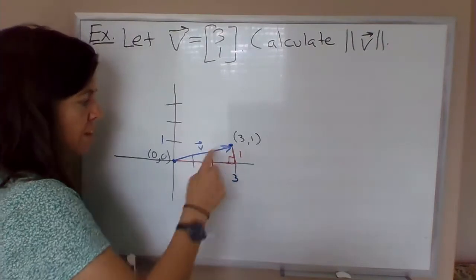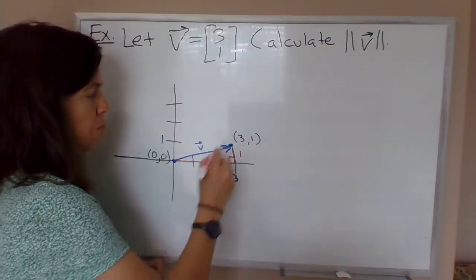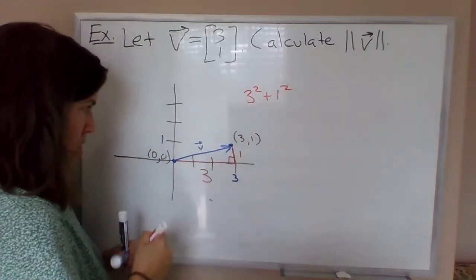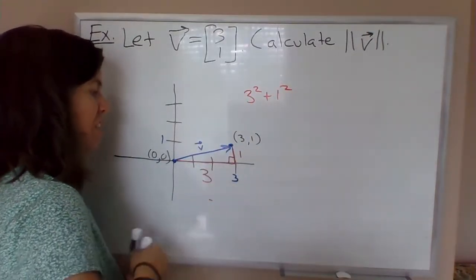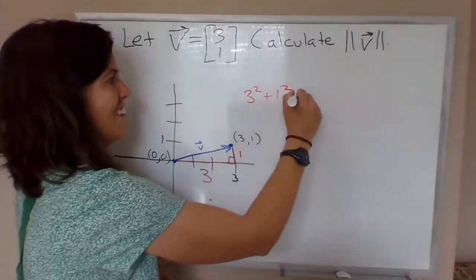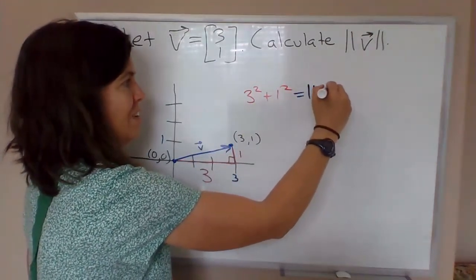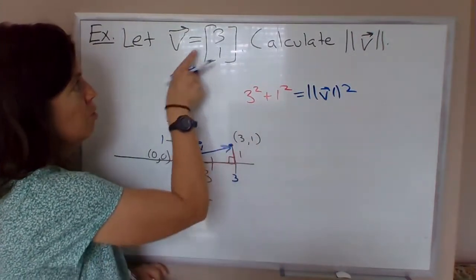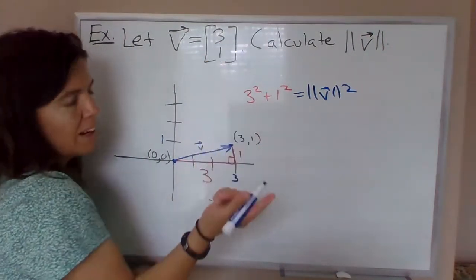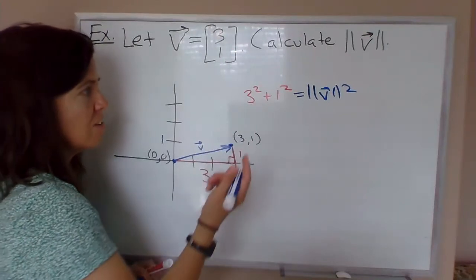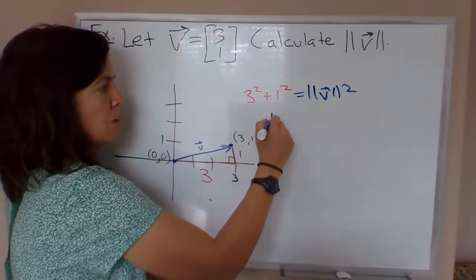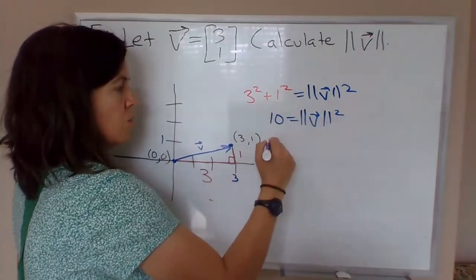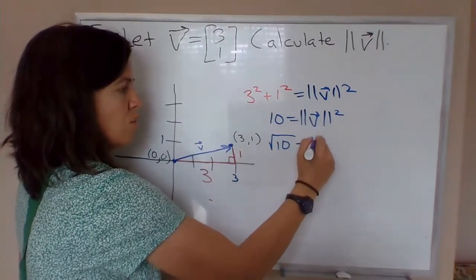And so the length of the hypotenuse here would be 3 squared plus 1 squared equals the length of our vector here squared. Notice that what I've ended up doing is first component squared plus second component squared, just like the formula tells us. And so this is 9 plus 1, so 10 equals the norm of v squared. And so the square root of 10 equals the norm of v.